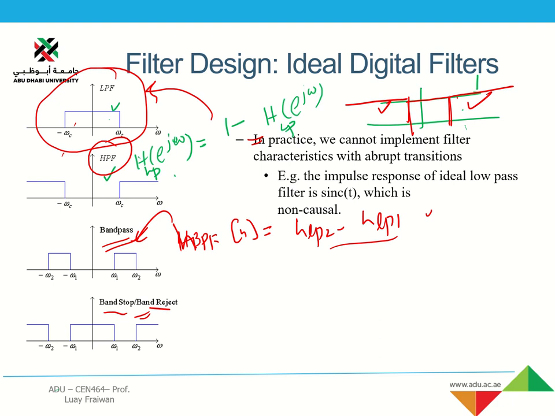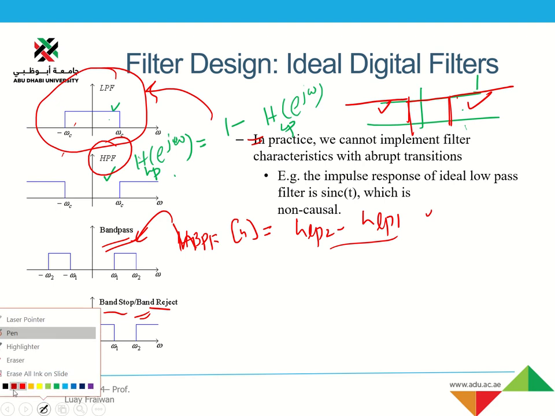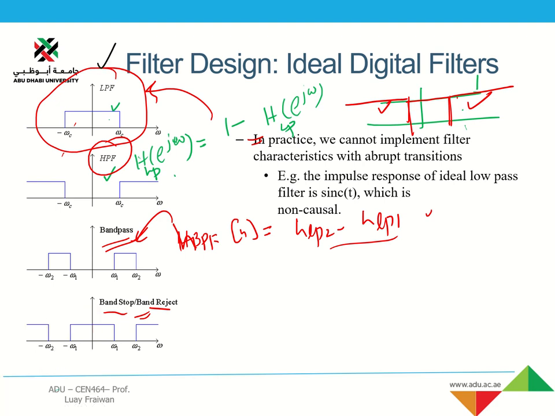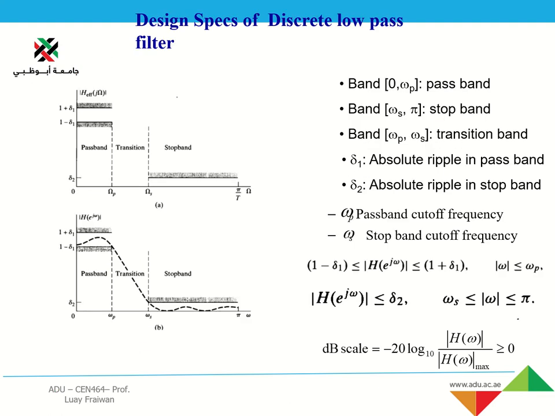In this chapter, we are going to focus only on the design of the low pass IIR filter. Why? Because if you know the low pass filter, you can design any other kind of filter. So if we talk about the design specs for a discrete low pass filter, the magnitude response is usually plotted like this. This is called the pass band.